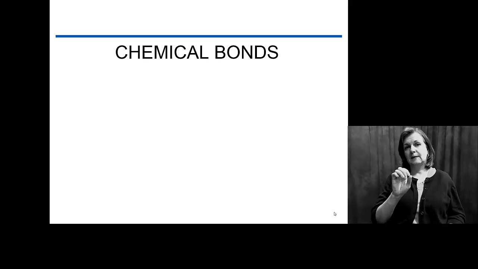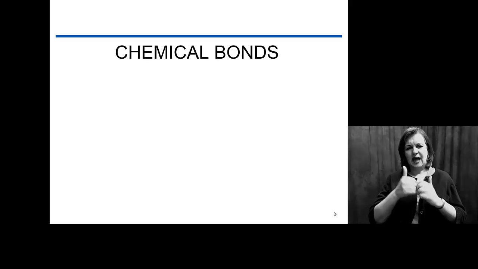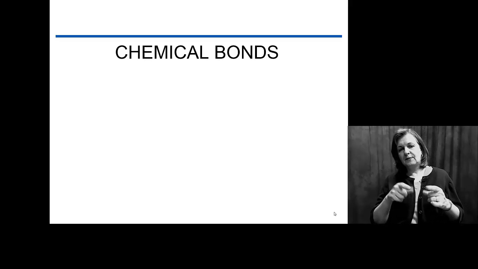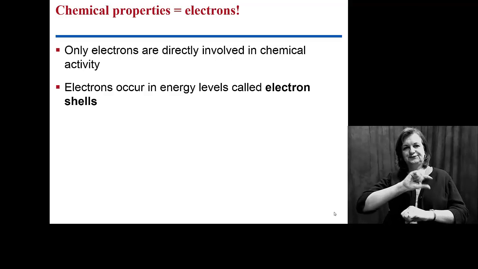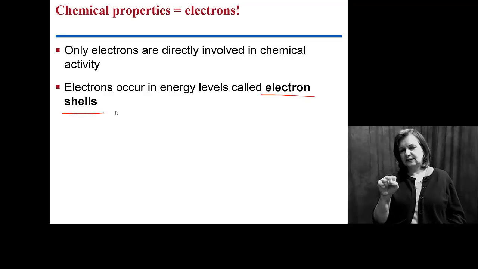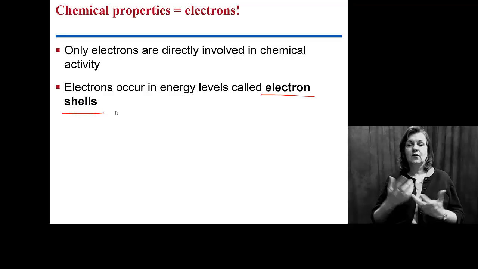So when we look at chemical bonds, I've already alluded to the fact that we're going to have to think about how those chemical bonds form, and in particular we're going to focus on the electrons. So we need to think about these electron shells and what it actually means to have these electron shells. I've already talked to you about it a little bit.